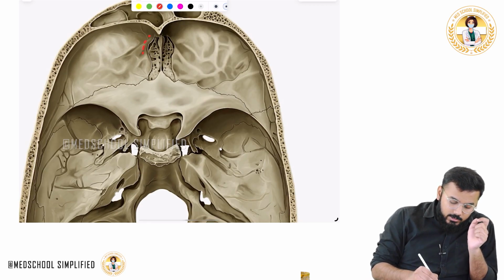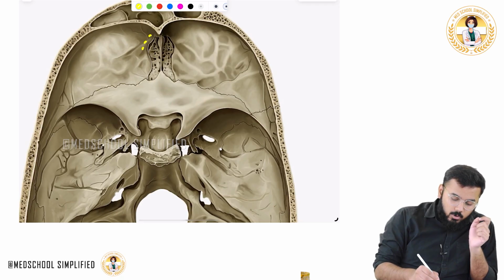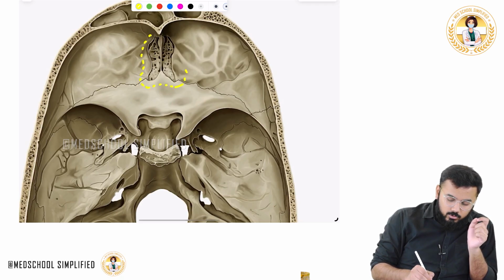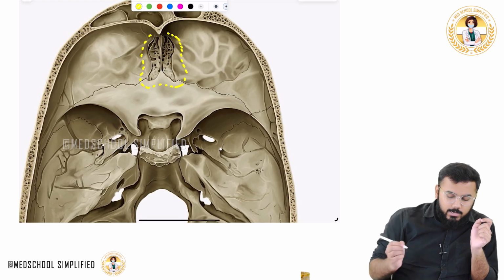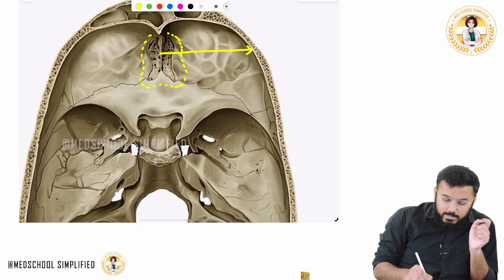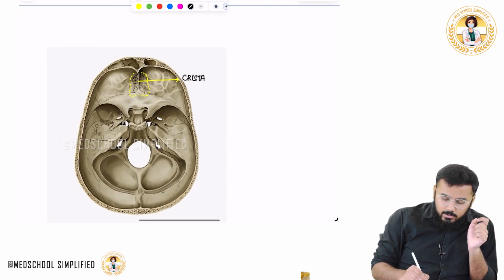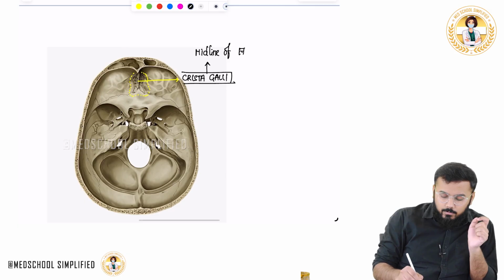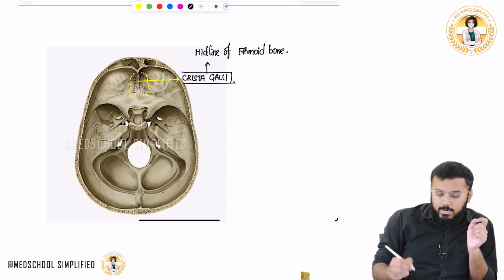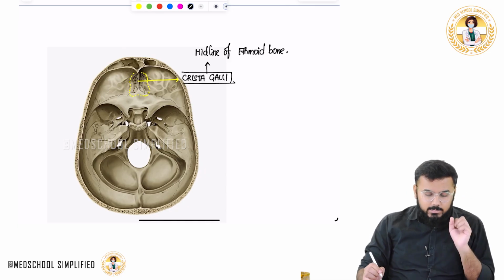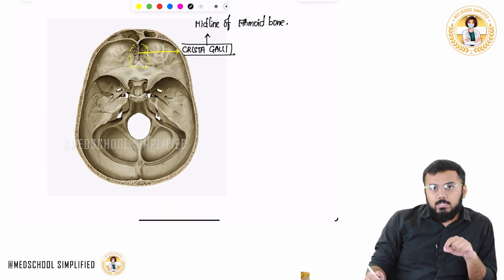First of all, let me just put some arrows over here. Let me put some dots over here. See, this part is called as your ethmoid bone, out of which this center part which you can see over here is what is called as Crista galli. What is Crista galli? Crista galli is nothing but the midline of ethmoid bone. Where is it located? Exactly in the center. Okay. Now, what is the use of this Crista galli?